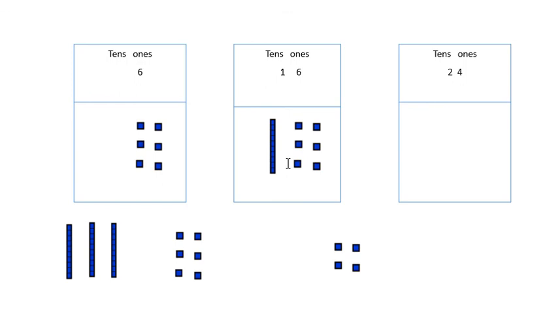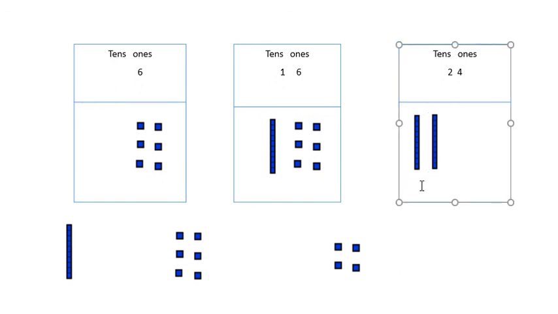Let's try another number. I've got the number 24 here. If I look at how many 10s and 1s I have in 24, I've got 2 tens and 4 ones. Let's see if we can represent this number using dienes. So I need some tens. How many do I need? I need 2. So I'm going to get myself 2 tens. That's 1 ten, 2 tens. Just to count and check, because they're tens, I'm going to count in tens.